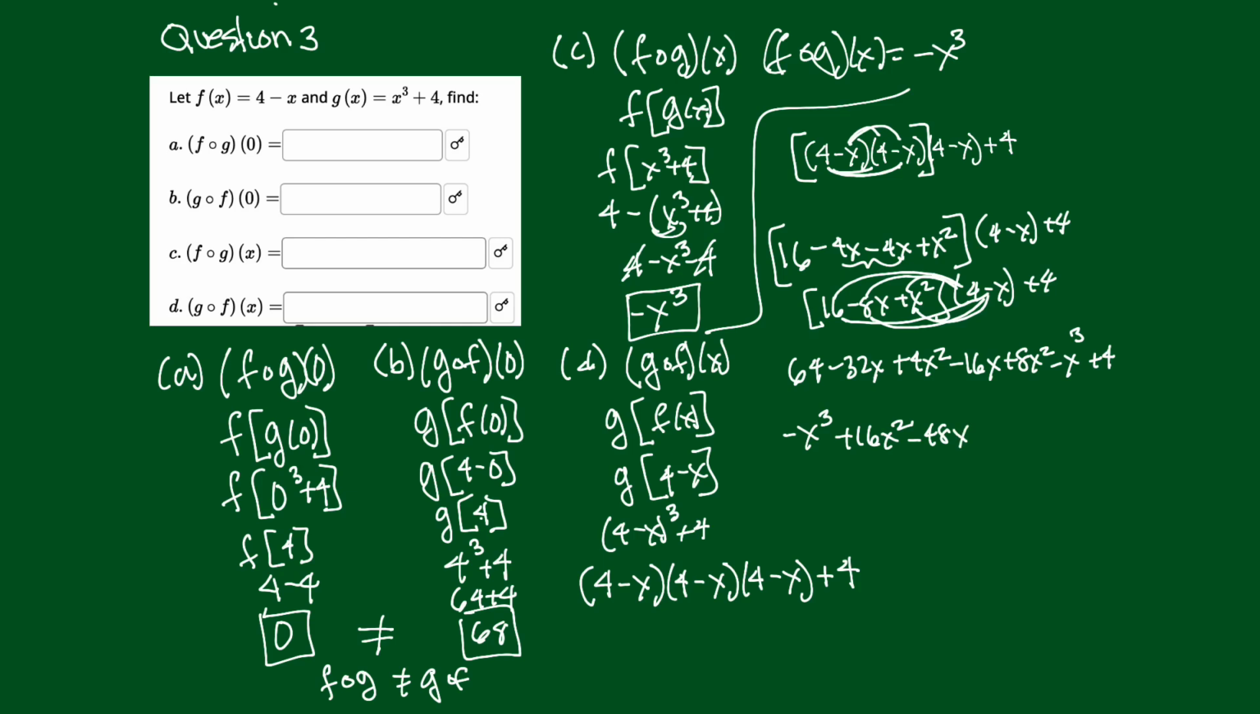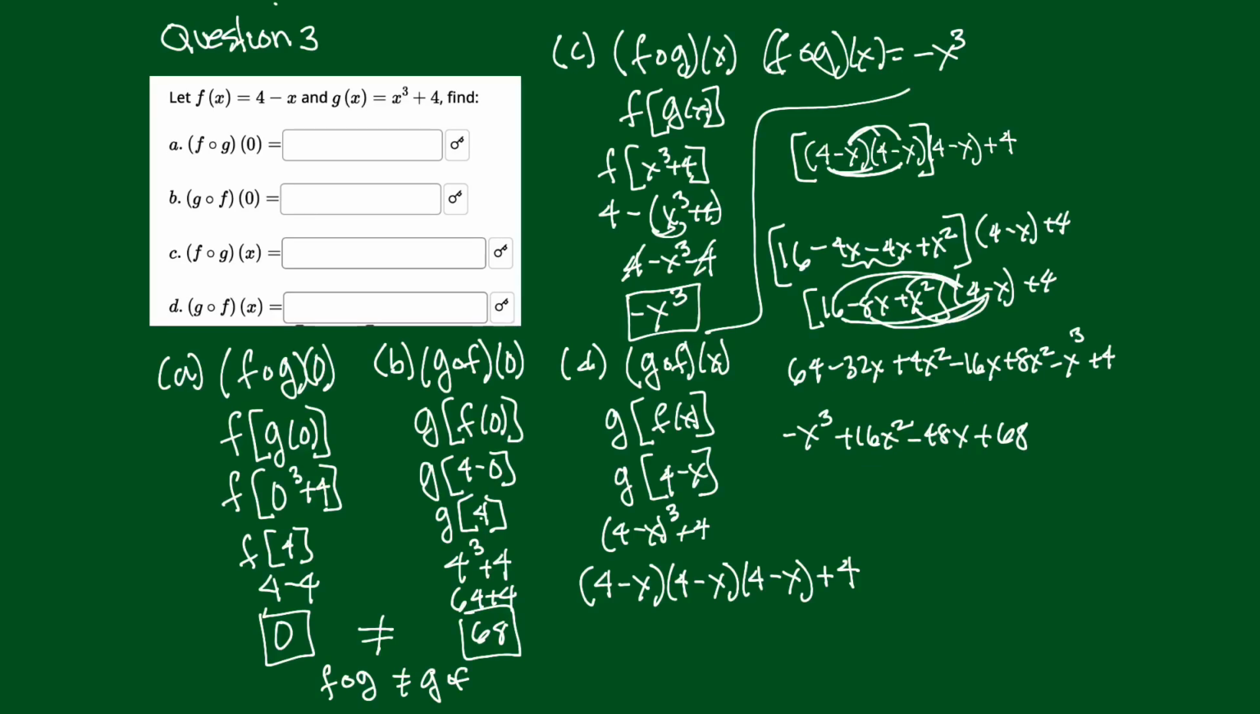And then constants, I've got a 64 plus 4, so how about 68? So if I got all those multiplications correct, I'm going to claim that this is g of f of x.